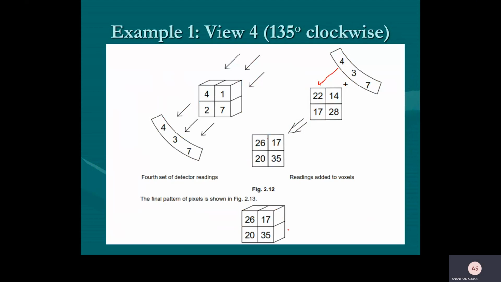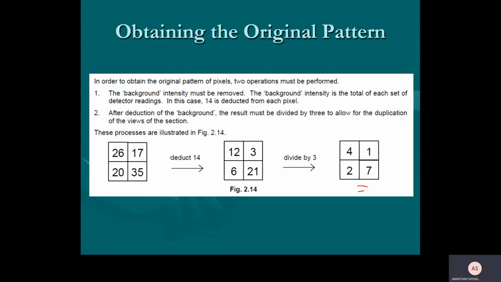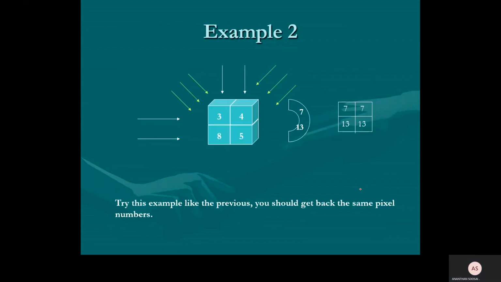So minus the original pixel, then divide by 3. Always divide by 3, and you get the original pixel value. If this comes out, it's a gift of 3 marks, maybe 3 to 4 marks. Just fill in the numbers. For example, give a try for this.